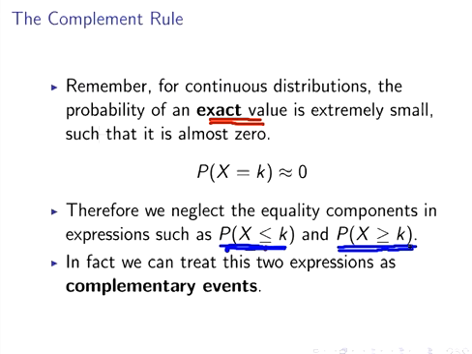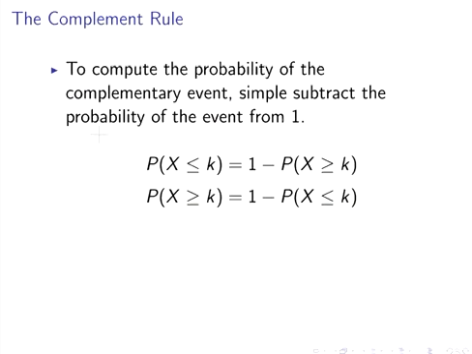Now, how do we compute the probability of a complementary event? Simply subtract the probability of the event from 1. So the probability of x less than or equal to k is equal to 1 minus the probability of x greater than or equal to k, and vice versa. The probability of x greater than or equal to k equals 1 minus the probability of x less than or equal to k. So it's one of these two here. They're actually directly equivalent to each other. You just have to rework one of them to find the other.